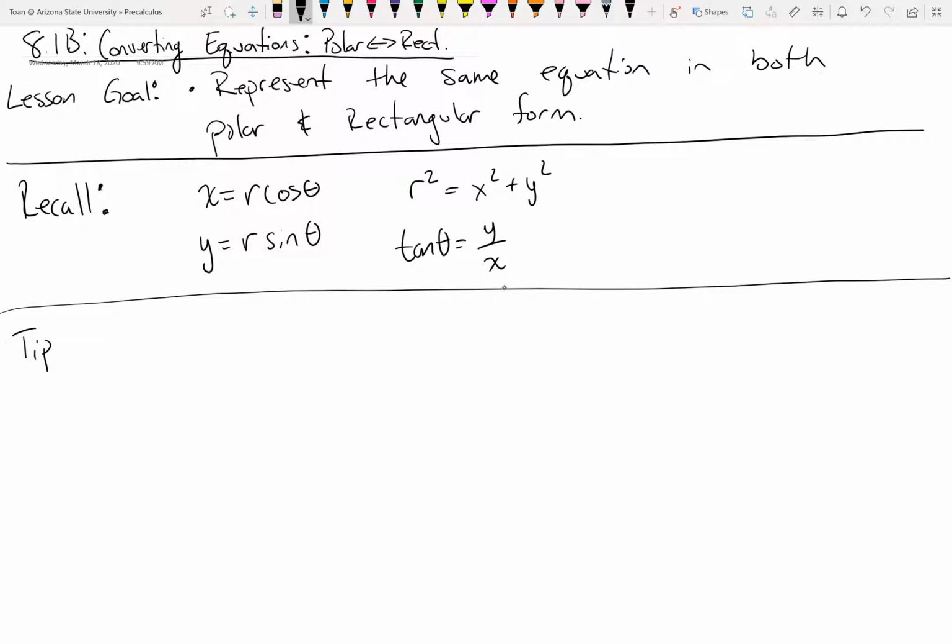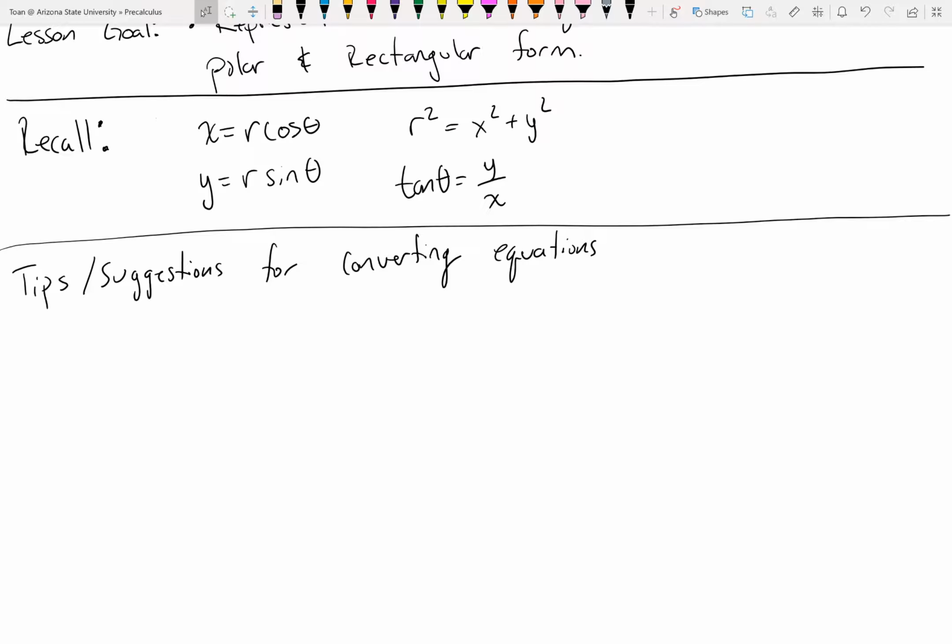Now, I did say that there's nothing new to learn conceptually. This is it. This is the big buildup that we made yesterday. But I do have some tips and suggestions for converting equations. Let's separate these into two categories. Let's start with into polar. Tips to go from rectangular to polar.